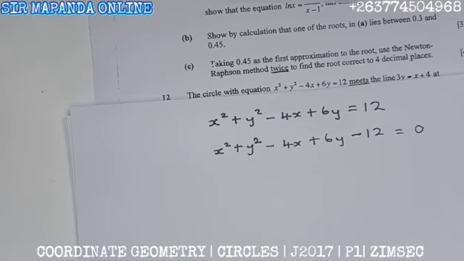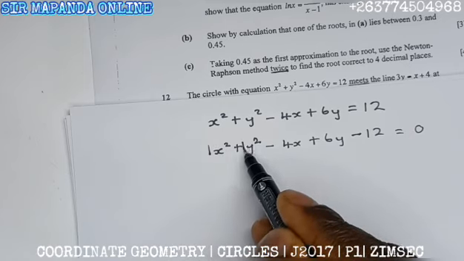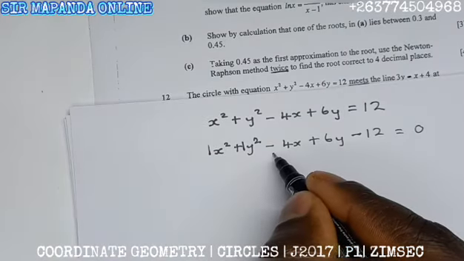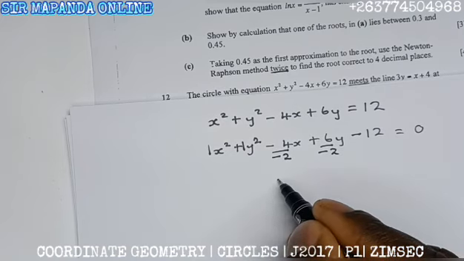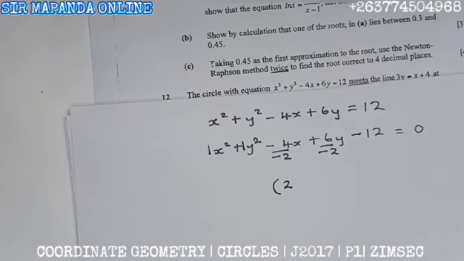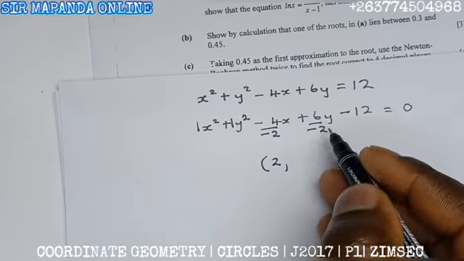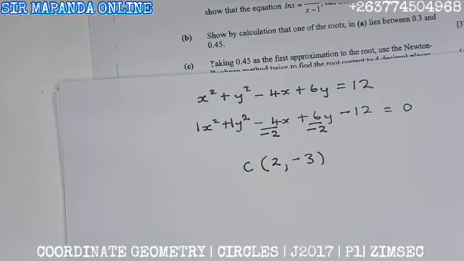Right, so the coordinates of the center are found by dividing the coefficient of x and the coefficient of y by minus 2, provided the coefficient of x squared and the coefficient of y squared is 1. I hope you are following. So you divide this by minus 2, then you divide the coefficient of y by minus 2. So minus 2 into minus 4, you get positive 2. Then minus 2 into plus 6, you get minus 3. So this is the center.